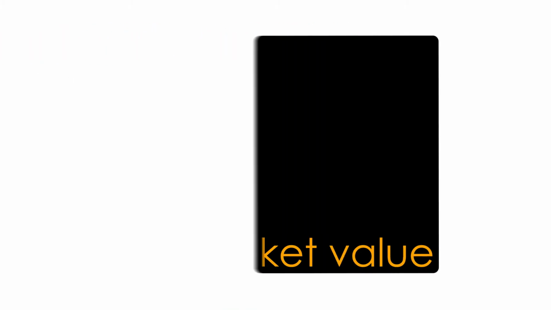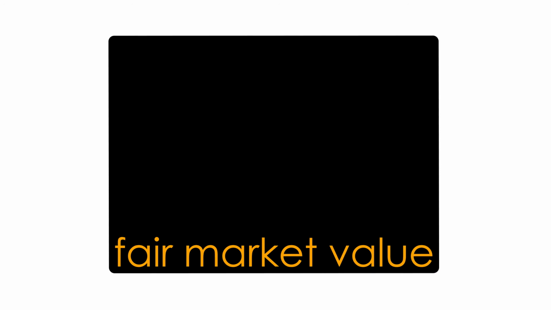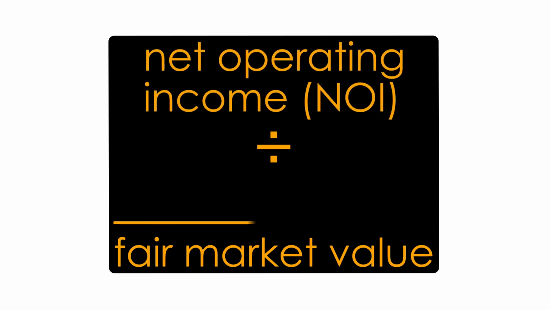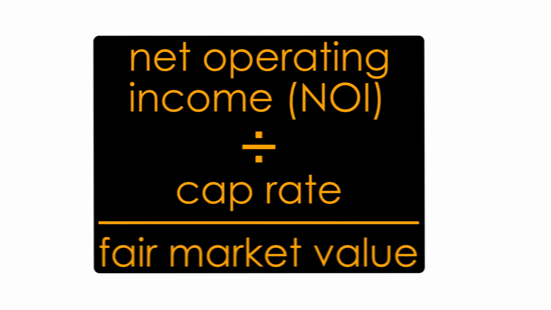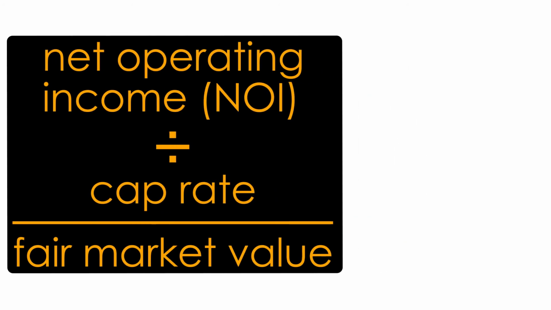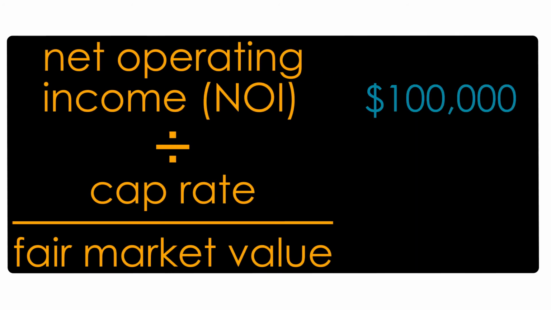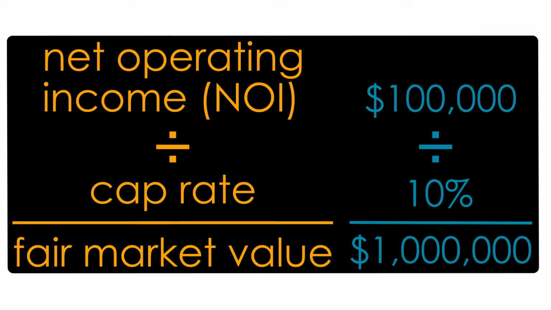Thus, the fair market value of the property is determined by dividing the NOI by the cap rate. For example, if a property's NOI is $100,000 annually, and a cap rate of 10% is used, the property's value under the income approach would be $1 million. Since we are dividing by a fraction, the resulting fair market valuation will always be greater than the NOI.